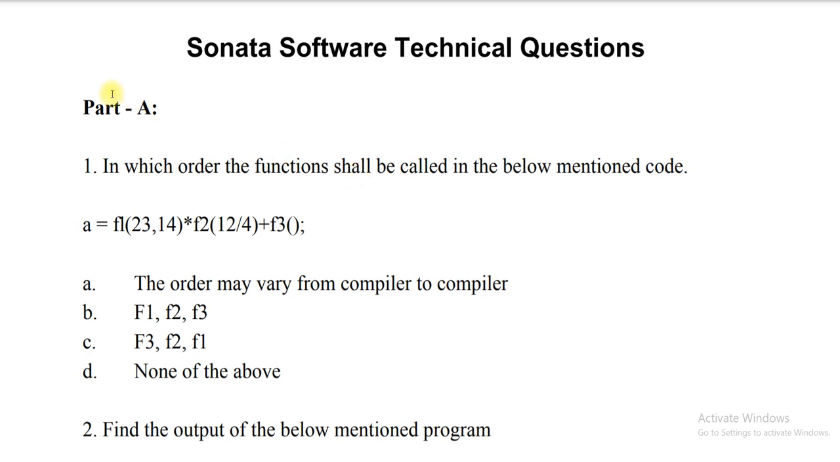Now coming to part 1. The first question is: in which order shall the following functions be called in the below mentioned code? Here a equals function of f1(23, 14) times f2(12) divided by 4 plus f3. Here, from right to left, the functions will be called. So what will be the order? The order is f1, f2, f3.